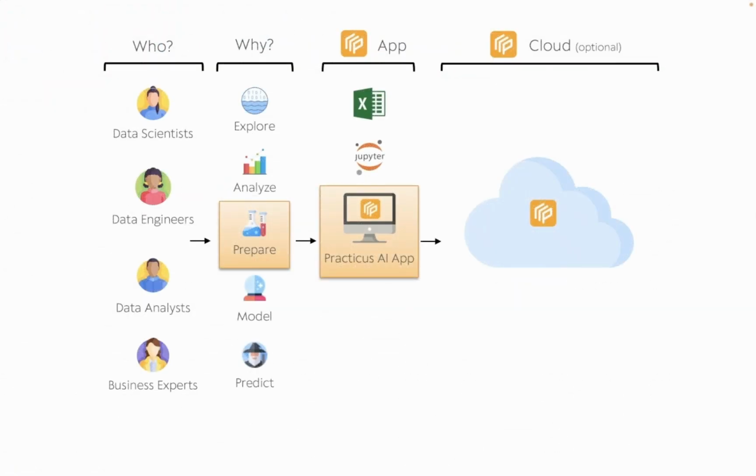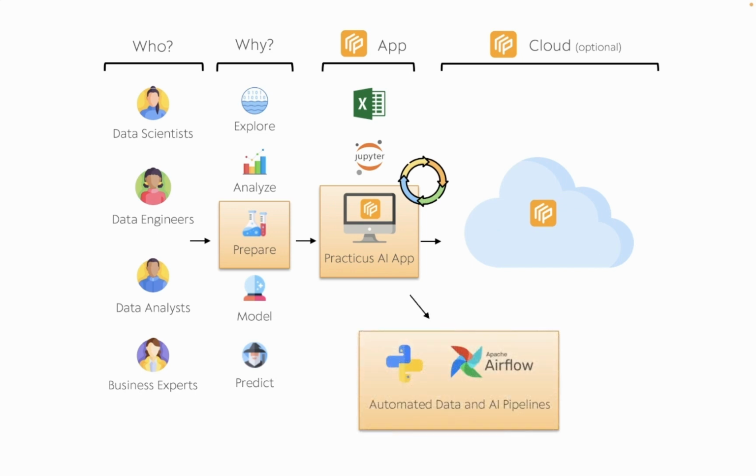Using the Practicus AI app to prepare fresh data is a great option for ad hoc experimentation. However, this can easily become a major burden if you need to keep repeating this operation. A much better alternative would be to create an automated data and AI pipeline. I will show how you can do this and more in the next operations demo video.